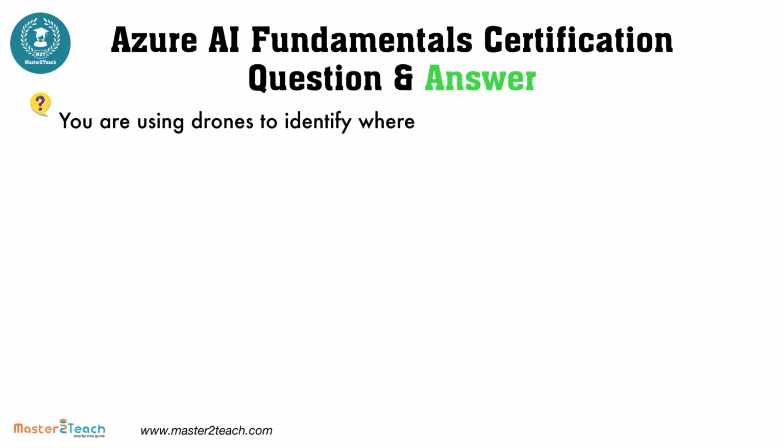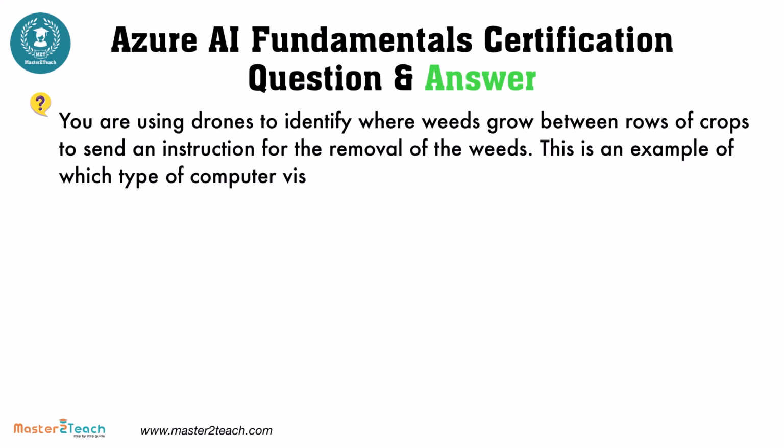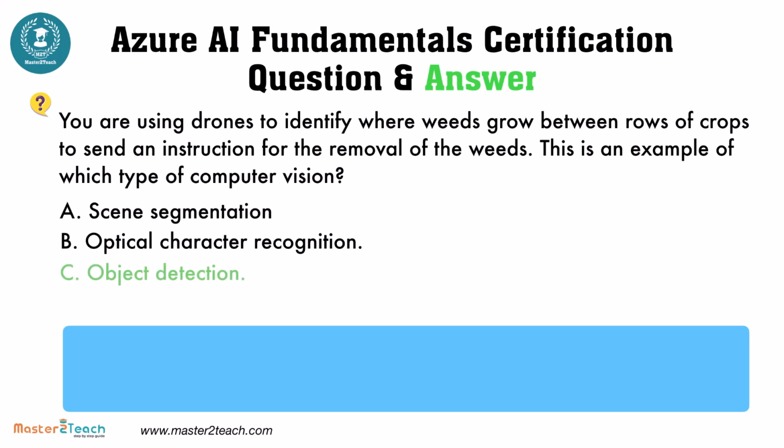You are using drones to identify where weeds grow between rows of crops to send an instruction for the removal of the weeds. This is an example of which type of computer vision? The options are A. Scene segmentation, B. Optical character recognition, C. Object detection. The correct answer is object detection.